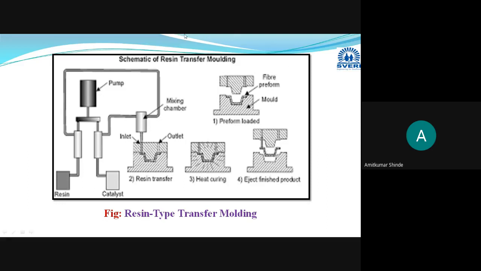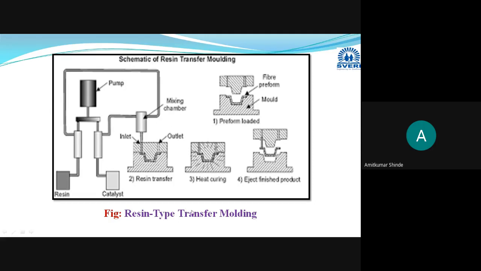Okay, in this way, this is the resin transfer molding process, and generally this is used for manufacturing different types of components from composites, which consist of plastics. Plastic material, composite material, different products with the help of composites, which consist of plastic materials.